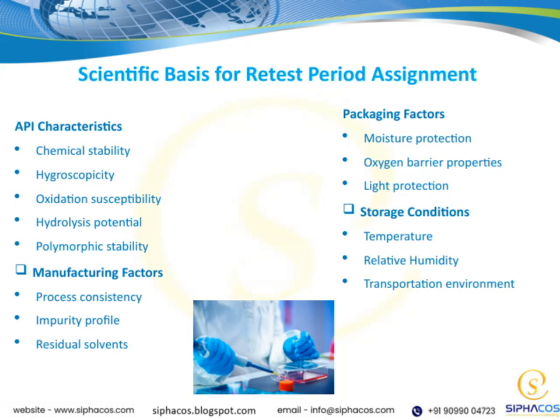When deciding how often to retest a product, we look at several scientific factors. Packaging plays a big role. How well it protects against moisture, oxygen, and light can make all the difference. Storage conditions matter too, including temperature, humidity, and how the product is transported. Then there's the active ingredient itself, its chemical stability, how it absorbs moisture, and its vulnerability to oxidation or hydrolysis. Finally, manufacturing factors like process consistency, impurities, and leftover solvents also influence the retest schedule. All these elements work together to guide us.